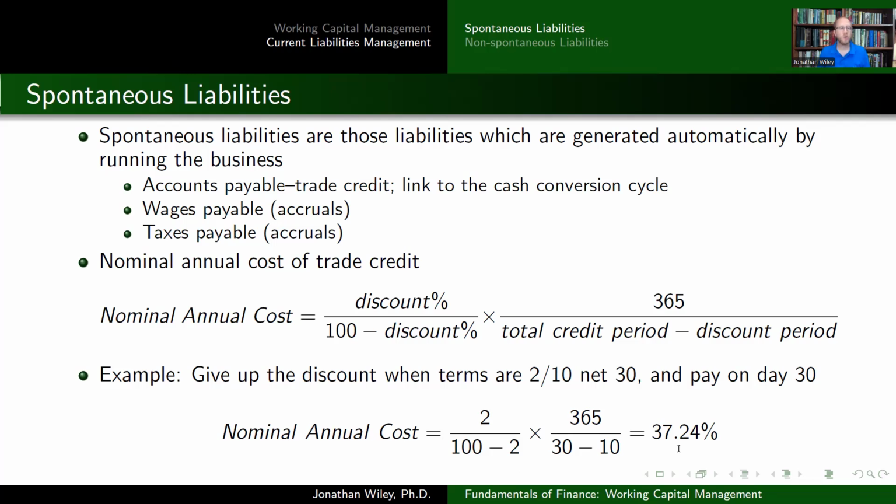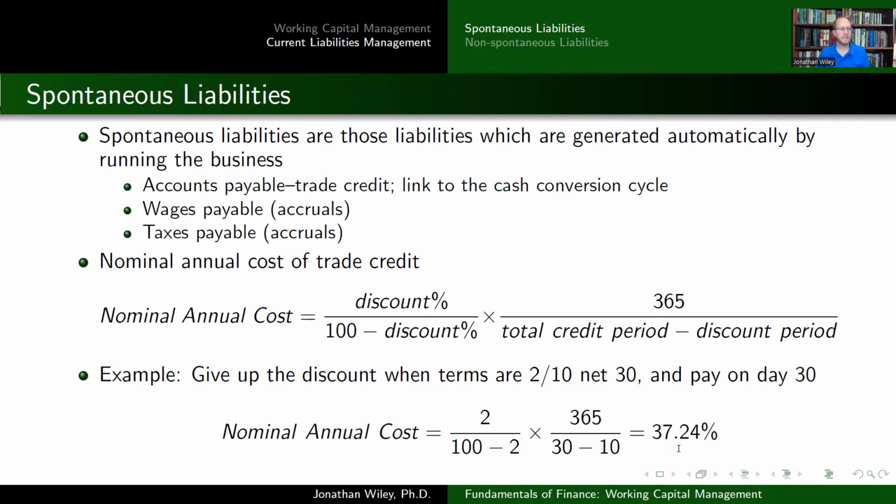in this example. So basically this is telling us this is roughly equivalent to borrowing at an annualized rate of 37.24%. Now, if you're looking at it and thinking, well, that's horrible, you're absolutely right. And so it would actually be more cost effective for a company to take out a loan that was 12% per year, basically 1% a month, to have the money to pay within the 10 days to get the 2% discount, because I'd come out ahead. I'd wind up paying 1% for 30 days to ultimately save 2% on the purchase price.